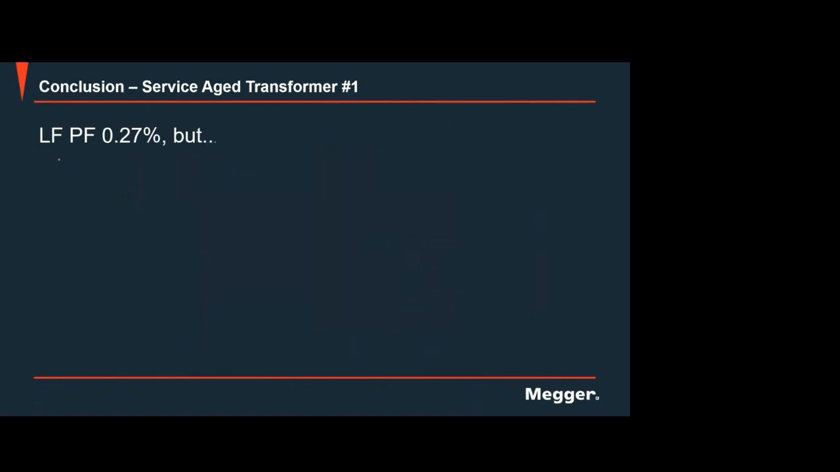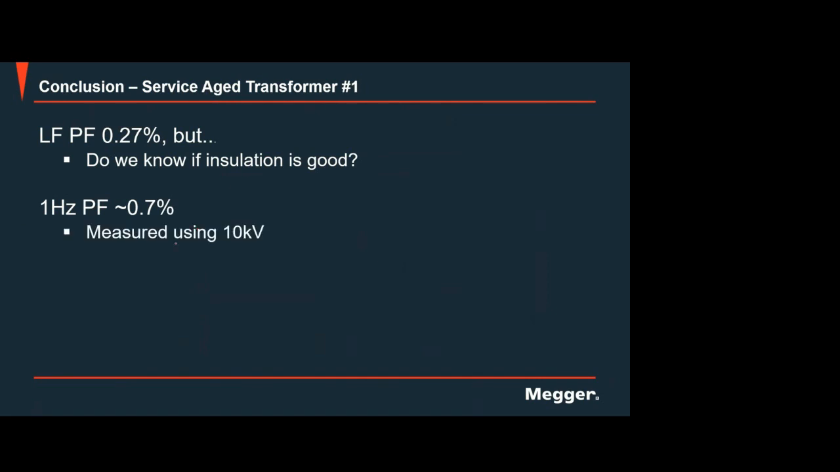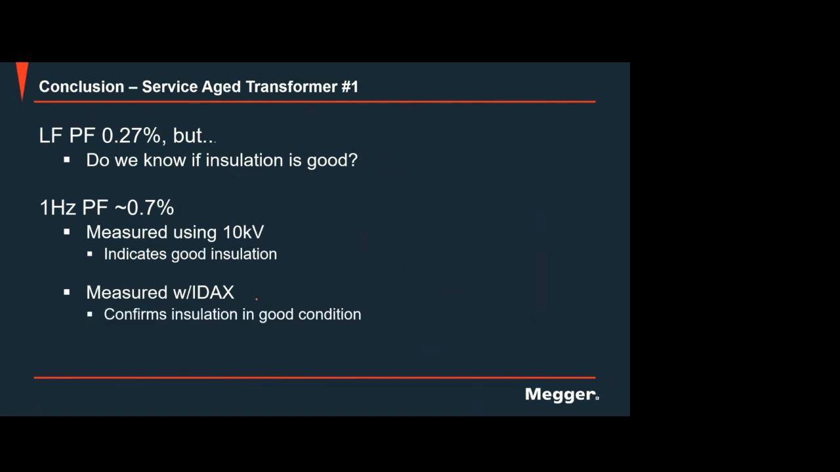So meaning to say, when you look at only the line power factor, it's 0.27%, but we don't know if it is good or not because we don't have the past test results, right? Now we looked at the 1 Hertz region when we did the narrowband DFR and we got 0.7% measured using the 10 kV injection. It indicates good insulation, and it was confirmed by the IDAX, or the full DFR. It confirms the insulation is good, still dry, with low oil conductivity. So transformer number 1 overall is good.